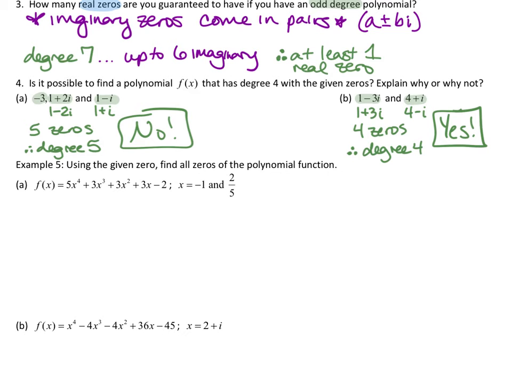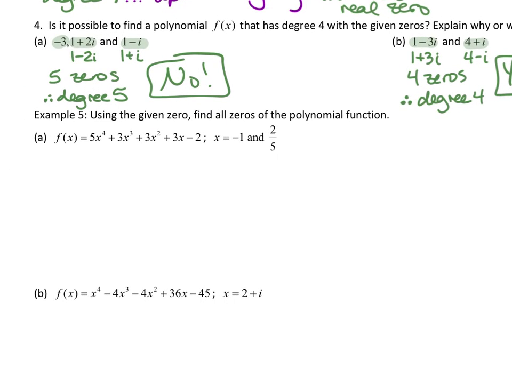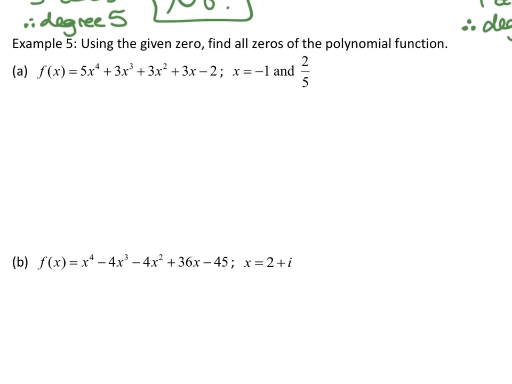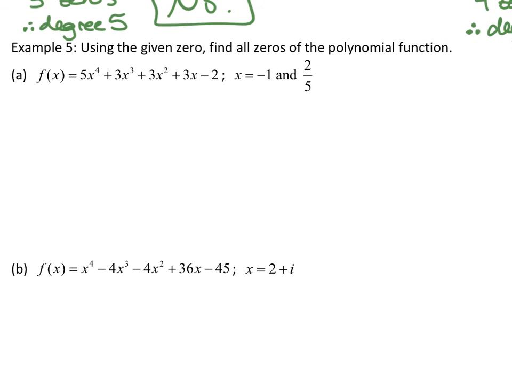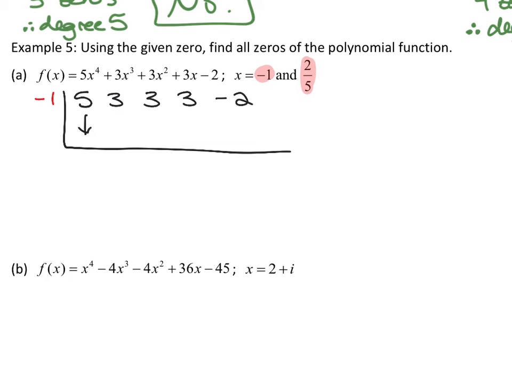All right, if we look at example 5 here, this is actually a really good example to work with, example 5, A and B. It says, using the given zero, find all of the zeros of the polynomial function. These are like, last class we found these numbers off our potential rational zeros list. So we know that these are zeros, okay? We're going to synthetically divide them into this polynomial. So I set up synthetic division. I have 5, 3, 3, 3, negative 2. Bring down, multiply, add, multiply, add, multiply, add, multiply, add.